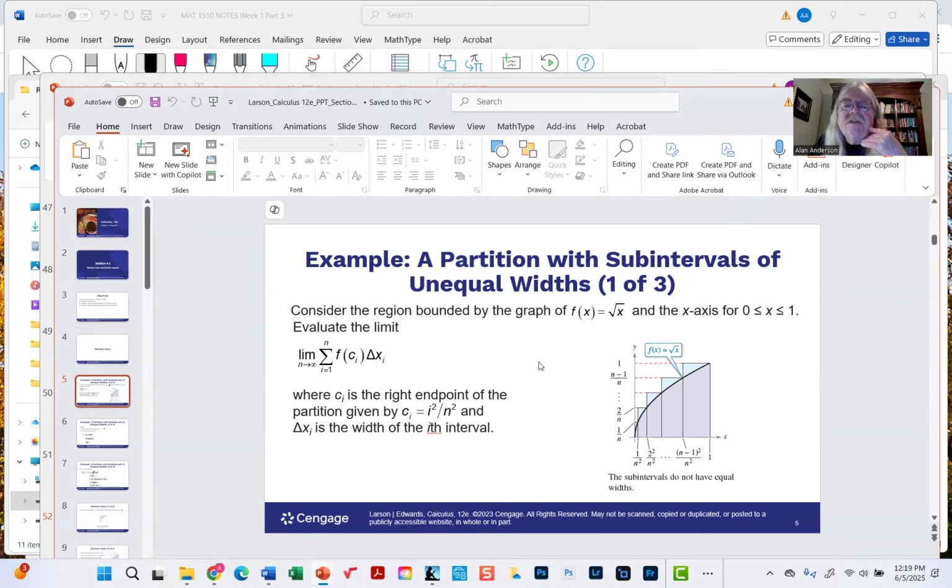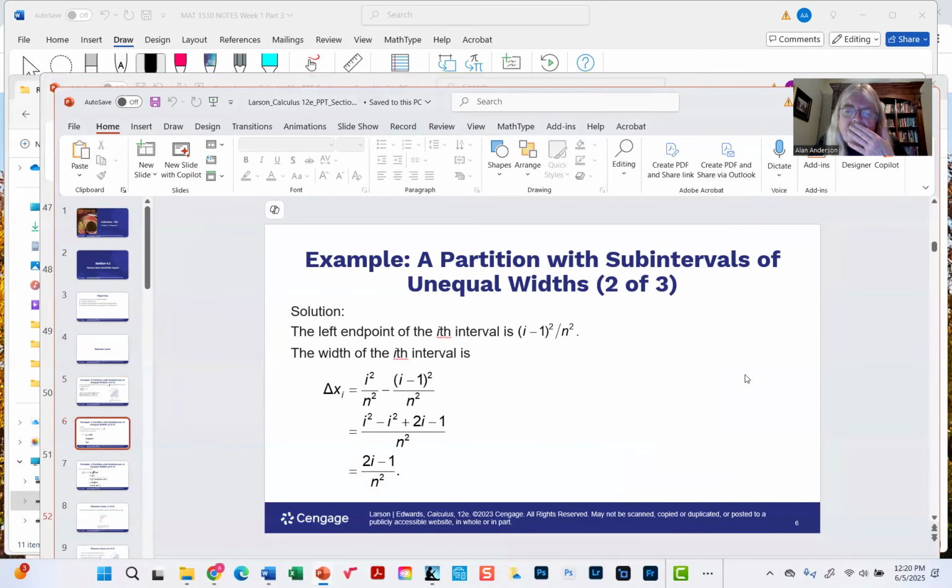So here we're assuming C is the right endpoint. And so this limit is equal to, now the f of C is the height of each rectangle. The delta x is the base. Remember, the area of a rectangle is height times base. So what they want us to do is consider this curve, f of x equals the square root of x, over the interval from 0 to 1, where the left endpoints are (i minus 1) squared over n squared. The widths will be (2i minus 1) over n squared.